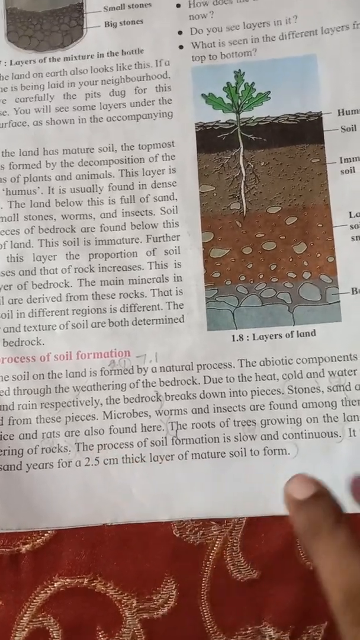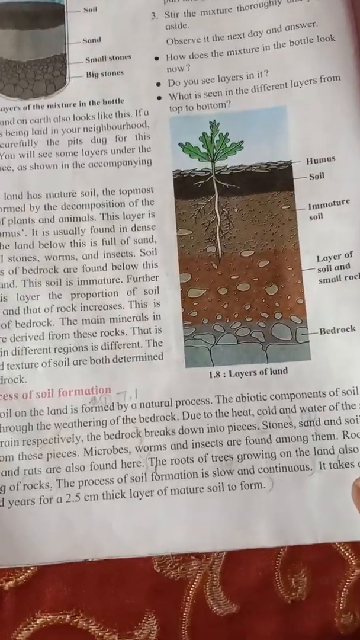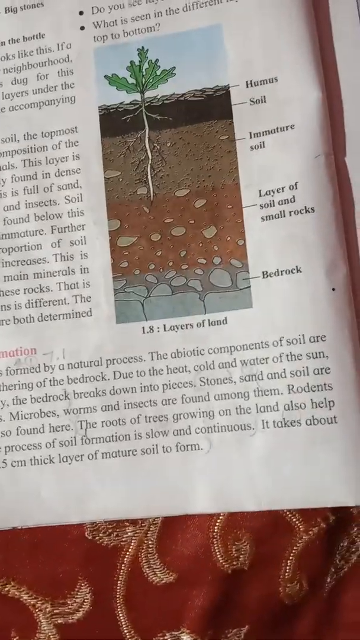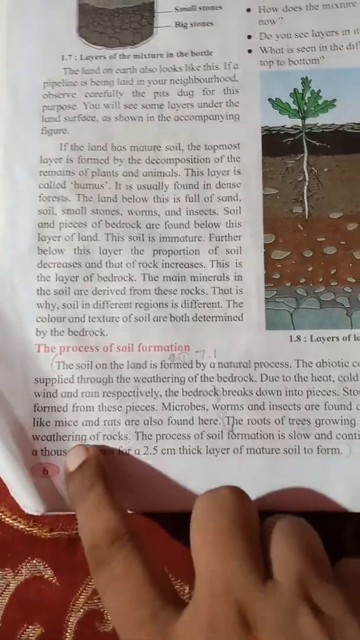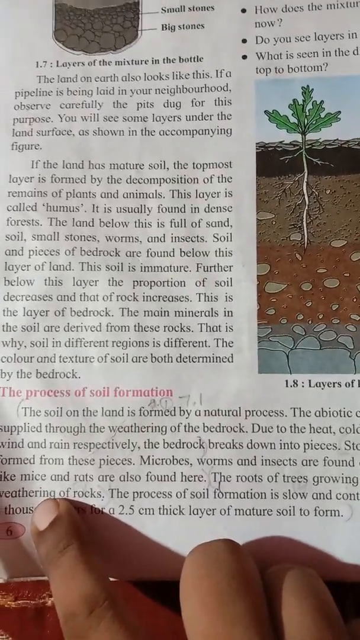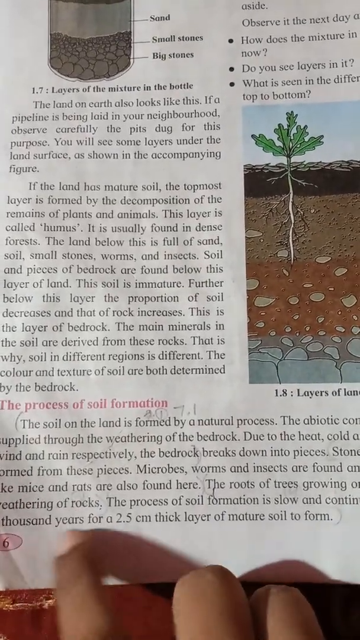The process of soil formation is a very slow process. That's why it is given as a measure: making 2.5 centimeters of soil can take how many years? Thousands of years. The formation of soil takes about thousands of years.